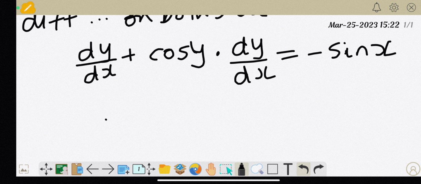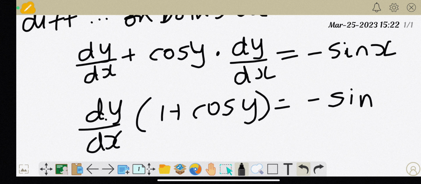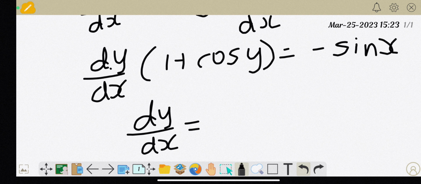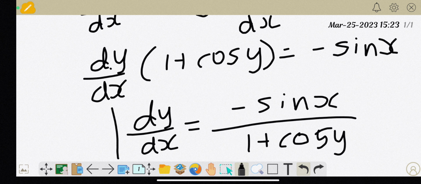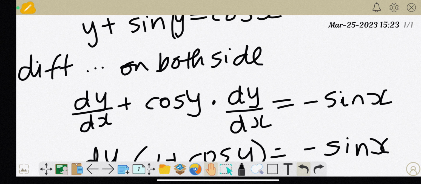Yeah, so now what I can do is take dy by dx as common. So (1 plus cos y) dy by dx is equal to minus sin x. Then what you have to do is write your answer in terms of dy by dx, that is, dy by dx is equal to minus sin x divided by 1 plus cos y.